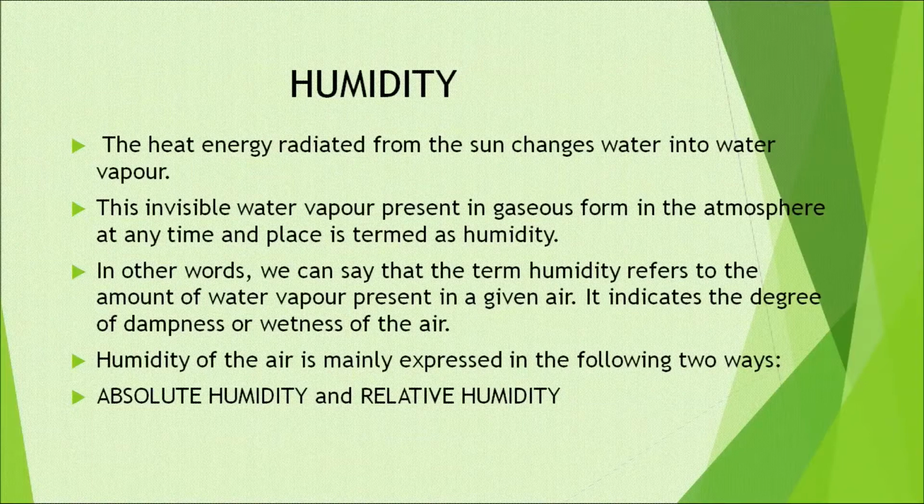Now let's move on to humidity. The heat energy radiated from the sun changes water into water vapor. This invisible water vapor present in gaseous form in the atmosphere at any time and place is termed humidity. In other words, the term humidity refers to the amount of water vapor present in a given air. It indicates the degree of dampness or wetness of the air. Humidity of the air is mainly expressed in the following two ways: absolute humidity and relative humidity.